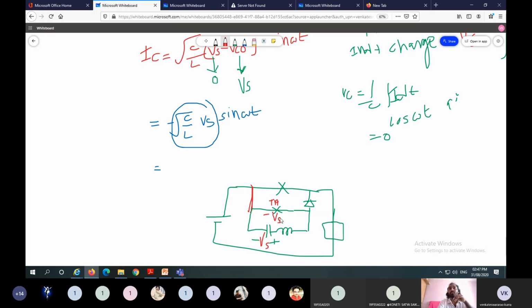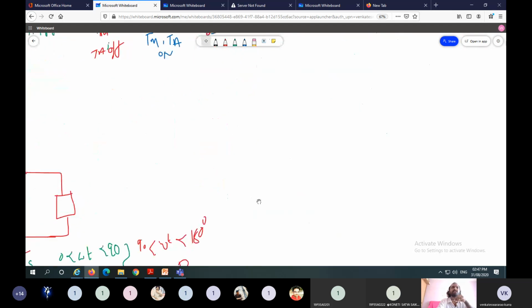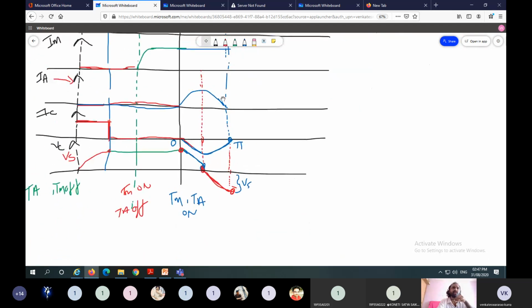So it will go to reverse blocking mode, because negative voltage appears across thyristor TA. So it will be turned off. Here TA is turned on to turn off the main thyristor, but it will take certain time before turn off of TM; before turn off of TM, TA turns off. So once the TA turns off, current becomes zero like this.